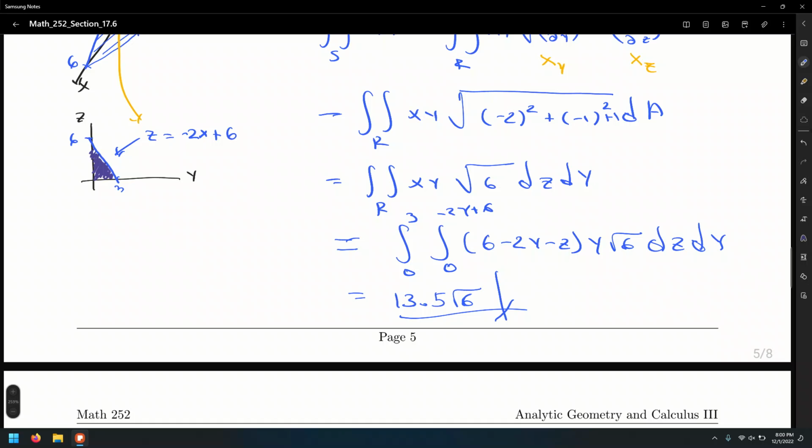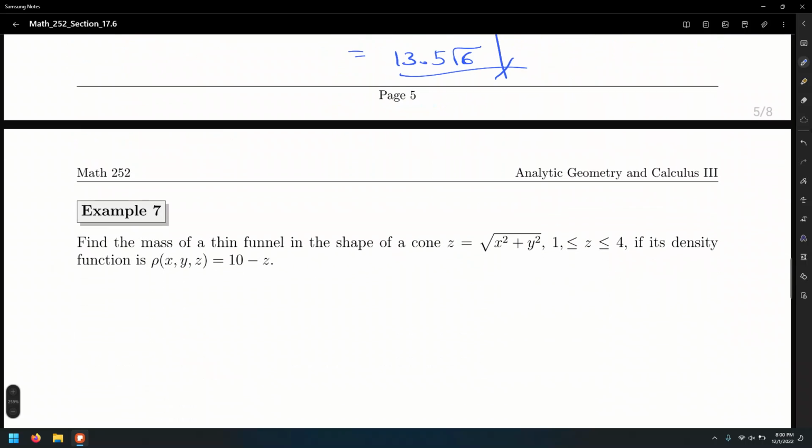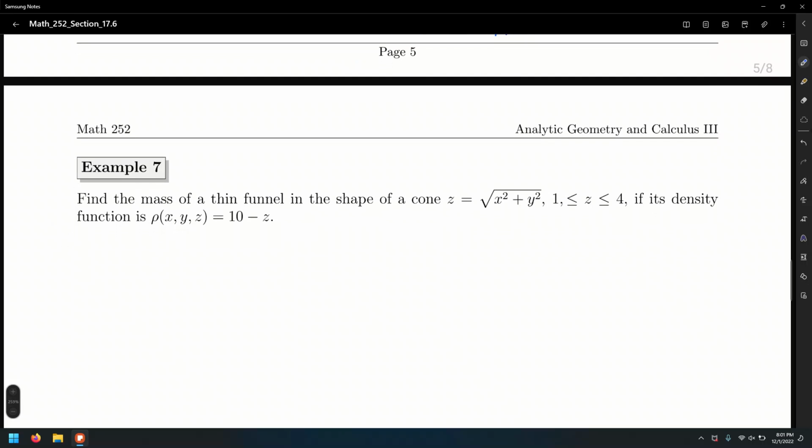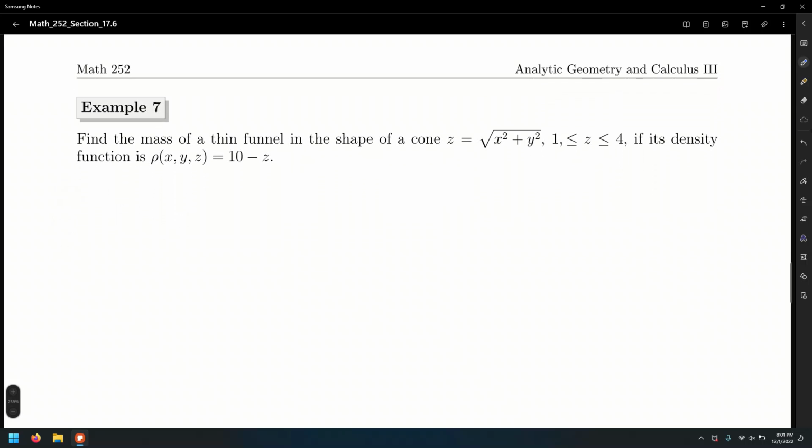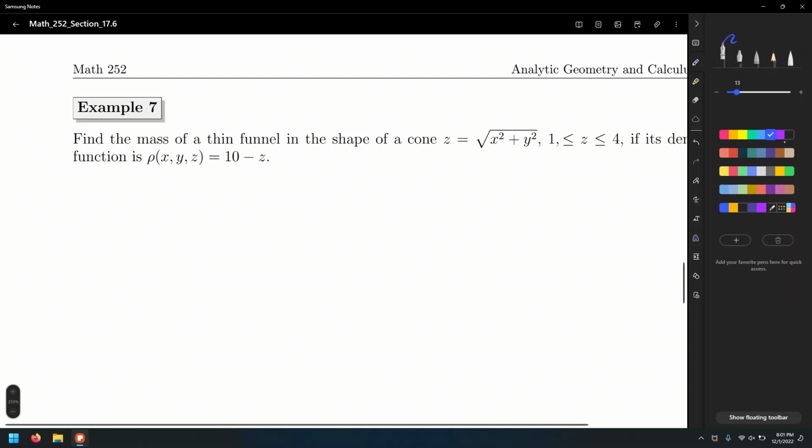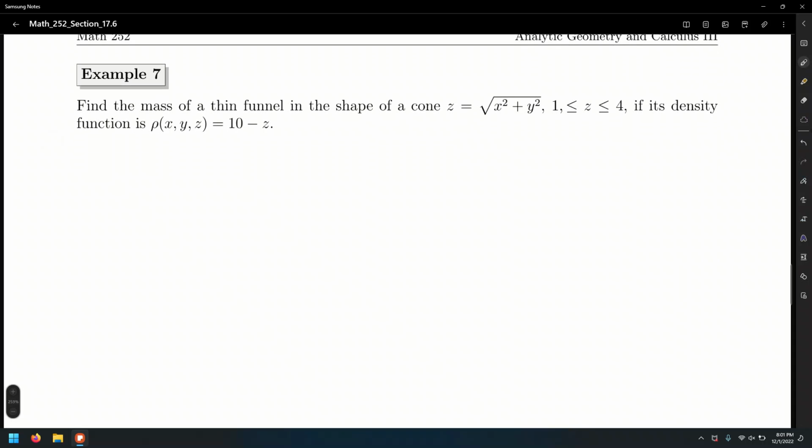So let's see what's next. An application is finding mass. Like I was mentioning before, this f of x, y, z no longer gives us a surface area; this time it can represent a density function. In this case, that's going to help us find the mass of a thin funnel in the shape of a cone, whose equation is given: z equals the square root of x squared plus y squared, within the limits z equals 1 and 4. You'll see the shape of it; it's going to look pretty familiar.